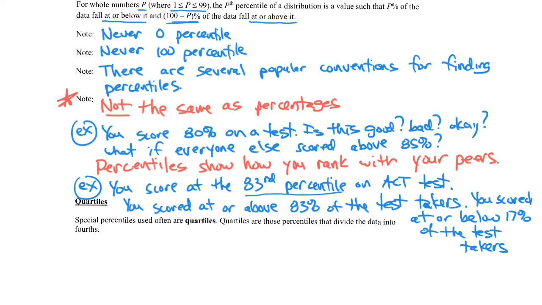And then really the reason we studied those is because we're going to talk about quartiles, which are just special percentiles that are often used. But instead of breaking the data into 100 parts, these are the percentiles that divide the data into 4 parts or fourths. So there'll be 3 dividing lines. These are the 3 percentile marks that divide the data into 4 groups.